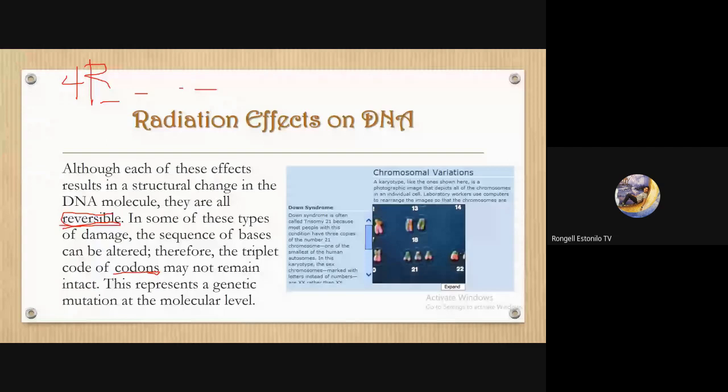Therefore, that code of codons, nag-apply na dito yung codon. Sa ibang mga discussion natin, hinahanap natin to. Ano yung codon? May not remain intact. So this represents a genetic mutation at any level. Diba yung code? Yung may mga codon chart pa nga, di ba kanina? Nag-mention na itong mga Amoeba Sisters.